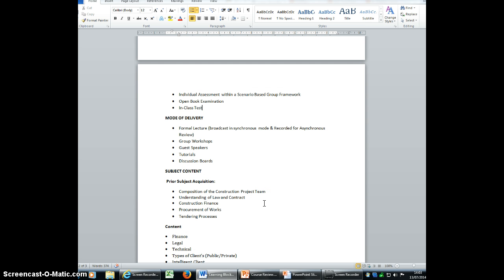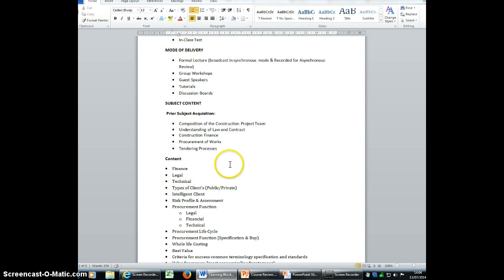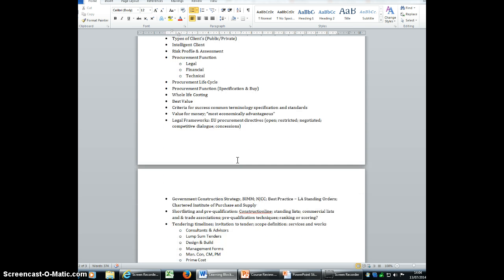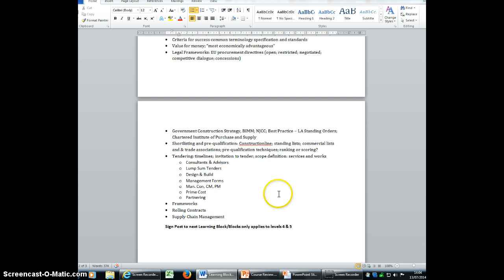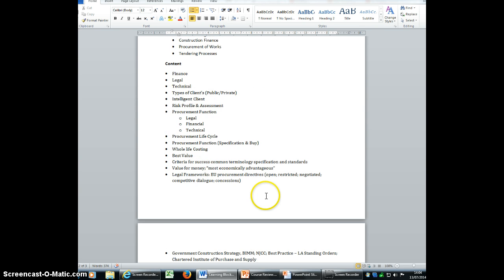The next section is subject content. So, prior subject acquisition. This is not extensive, this is some ideas, but I would expect them to understand the composition of the construction project team, understanding of law and contract, construction finance, procurement of works, tendering, and the tendering process. So if this is a level 6 module, when it's finished I can look back to see where it's come from. I then have the content of this particular module. You can have a look at this. I'll send this to everyone as well, and it goes through like that.